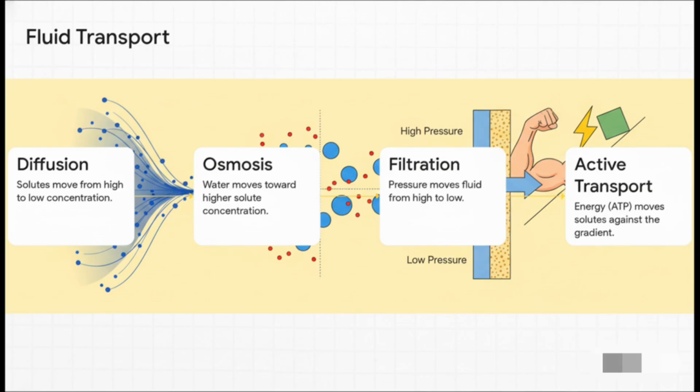You've got diffusion, where solutes just spread out from a crowded area to a less crowded one. Then there's osmosis. Think of water being drawn to where the party's at, moving toward a higher concentration of solutes. Filtration is when pressure pushes fluid and solutes through a membrane. And finally, active transport. This one is the real workhorse, using energy to move things against the current.